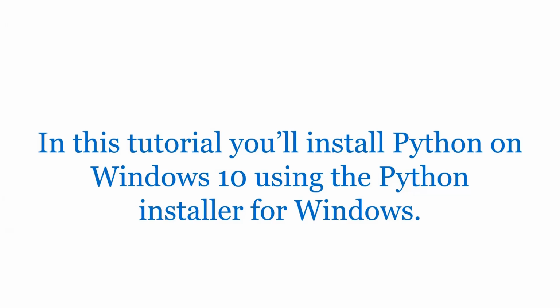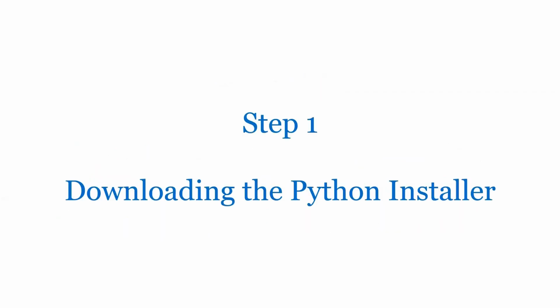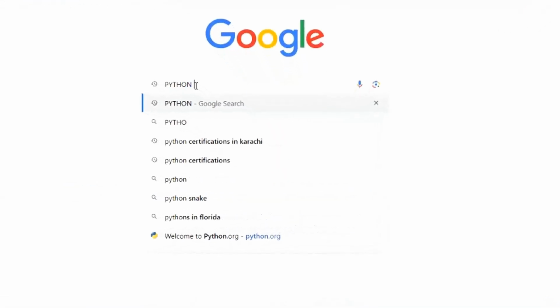In this tutorial, we will learn how to install Python on Windows 10 using the Python installer for Windows. Prerequisites: you will need a computer running Windows 10 with administrative privileges and an internet connection. Step 1: downloading the Python installer. Go to the official Python website to download the Python installer.